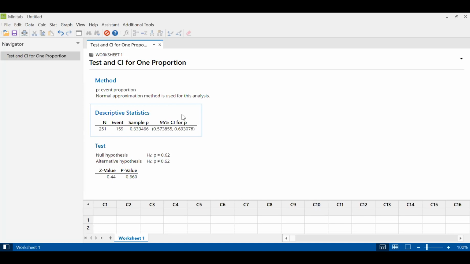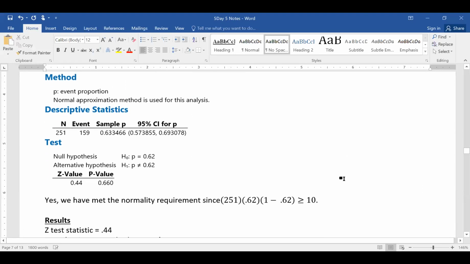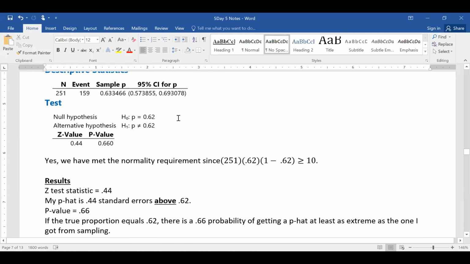So real quick, I'm just going to go back to our notes. And we could see here the Minitab output. We already saw. I'm just not addressing this last box yet, the test box. We're just going to look at this. So have we met normality? I just have a statement.